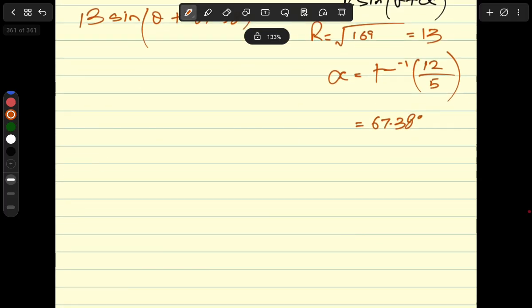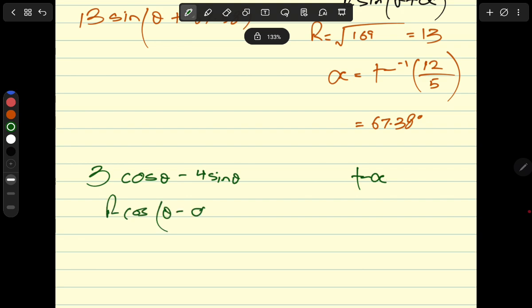Suppose you are given, let me change color to make distinction, 3 cos theta minus 4 sine theta. Now students are going to panic, but nothing changes. Now b is nothing but minus 4. Therefore tan alpha is negative 4 over 3. If you're doing it into r cos theta minus alpha, tan alpha is going to be negative 4 over 3, and whenever tan is negative, it is in the second quadrant. When you put tan inverse of negative 4 upon 3 in your calculator, it is going to give you negative 53.13.